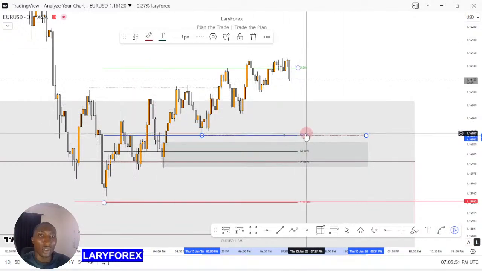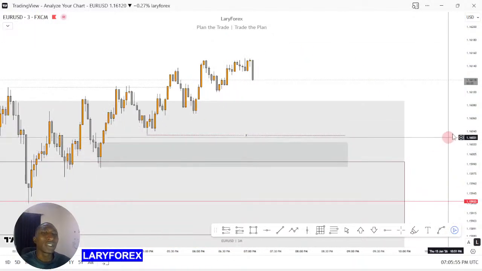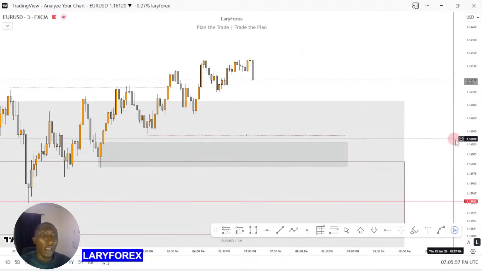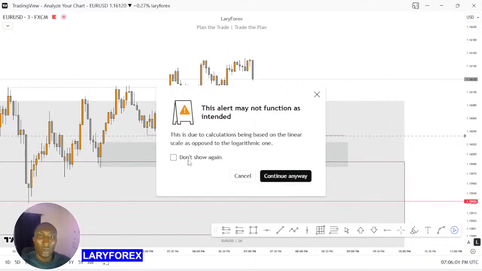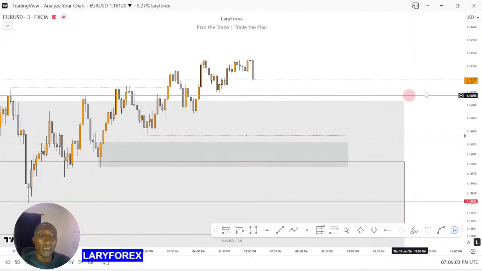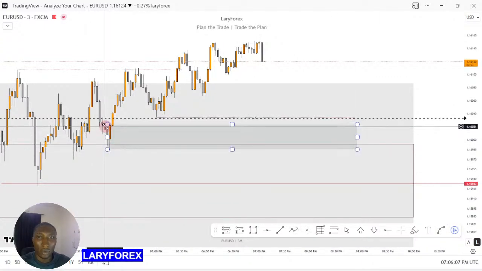Now let me get rid of the Fibonacci tool. Now I have no business with this chart. What do I do again? What will I do now? I'll just set an alert here. All right, I'll set an alert here and wait for price to come into my demand level so that I can buy from.